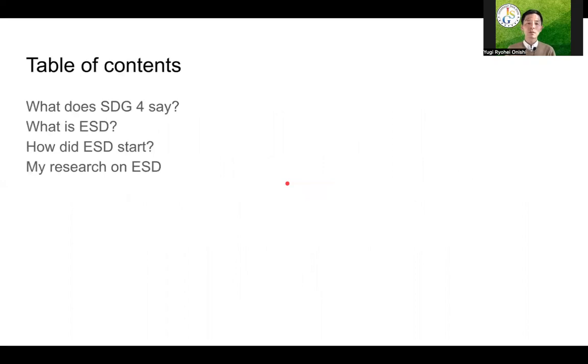Okay, this is the table of contents for today. First, we review what SDG 4 says. We have already talked about it before. Next, we talk about ESD, Education for Sustainable Development. Next, I talk about how ESD started. I will talk about the brief, simple history of ESD. Lastly, I will talk about my research on ESD.